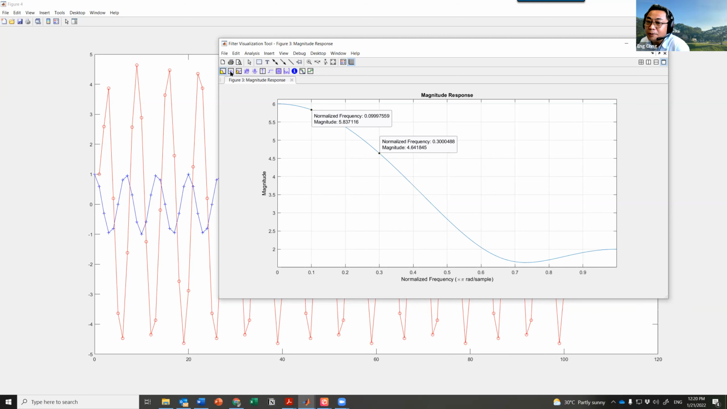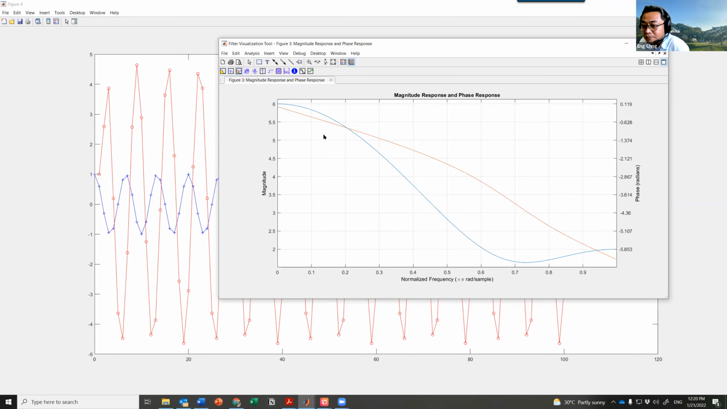What about the phase response? I should click this button here. The blue line is the magnitude response. The red line is the phase response for every frequency. So you should use MATLAB FV2 and play with it so that you can check your answers of your tutorials and your quiz to see whether they are correct or not.